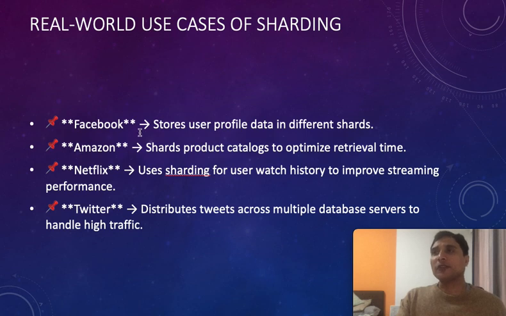The real world examples are Facebook, Amazon, Netflix, Twitter, which are managing huge amounts of data, and they have to shard the databases so that they can continuously make efficient interactions with the databases. For Twitter, distributed tweets; Netflix shards user watch history to improve streaming performance; Amazon shards the product catalog to optimize retrieval times. So we can have different products. Let's say if there is a mobile device, we can have a separate database for mobile devices, separate databases for home products, or groceries, or fashion. They can have their own databases that will make it efficient.